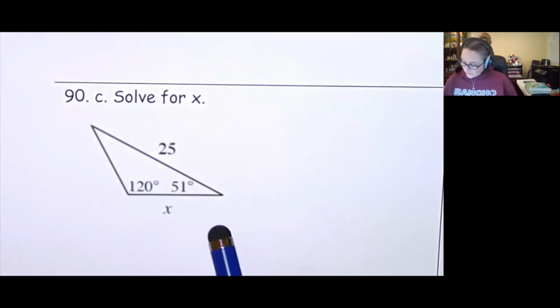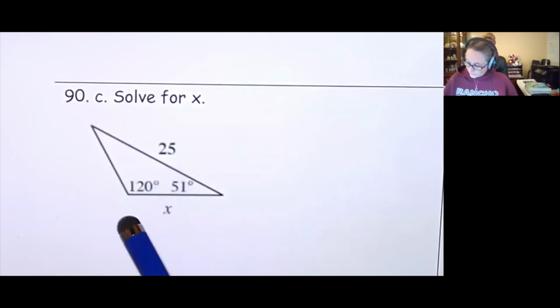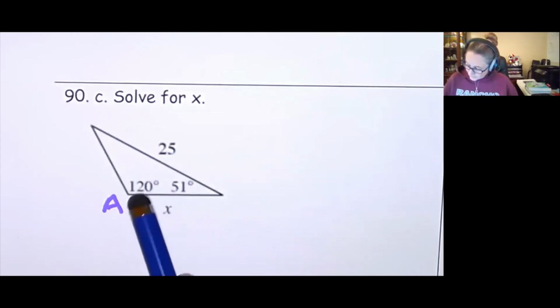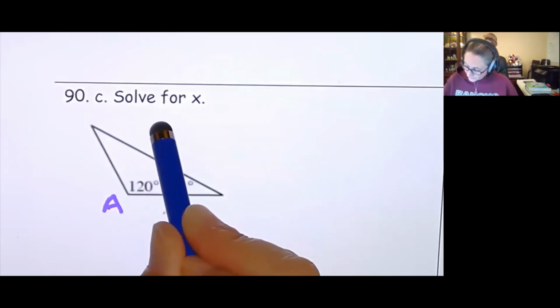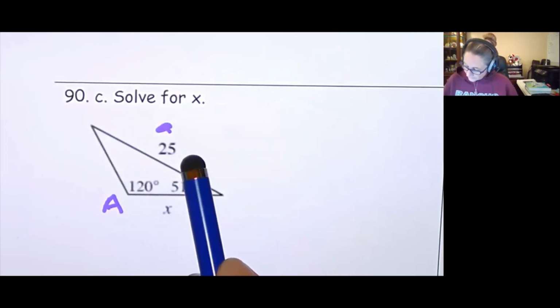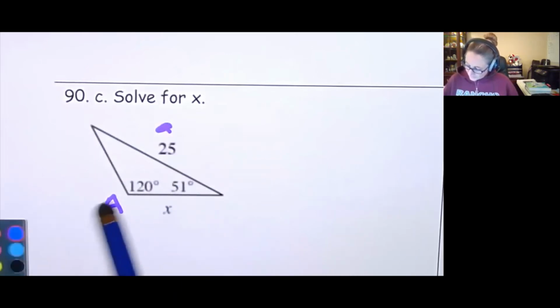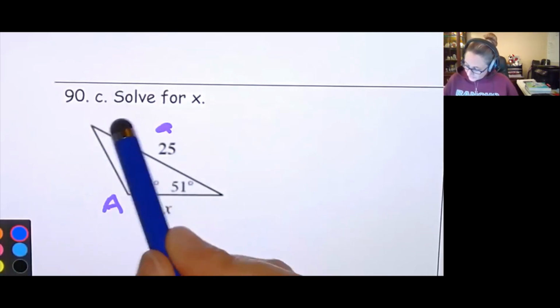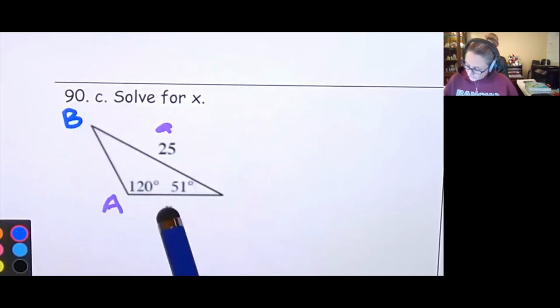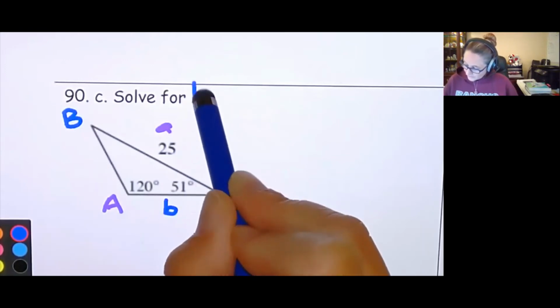Okay, on this one, we want to solve for x. And we want to pay attention to what we have here. Let me just label these. Let's say that I consider that A, so that means that this would be my little a. And let's say that this is B here, then that means this X that I'm trying to find is going to be my little b. So that's what I'm going to be finding as my little b.